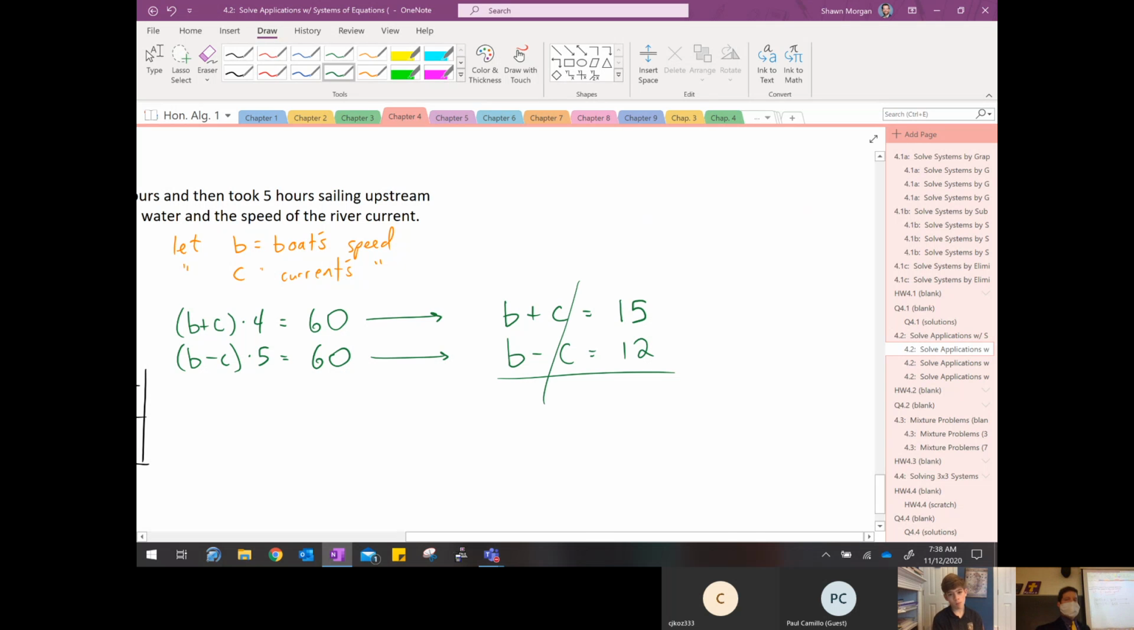So we get 2b equals 27. Therefore, b equals 13.5. So our boat's speed is 13.5 miles per hour. All right. How do I figure out the current's speed? If the boat's going 13.5, what could I do?